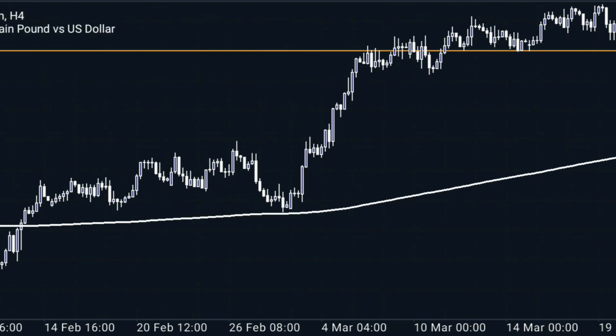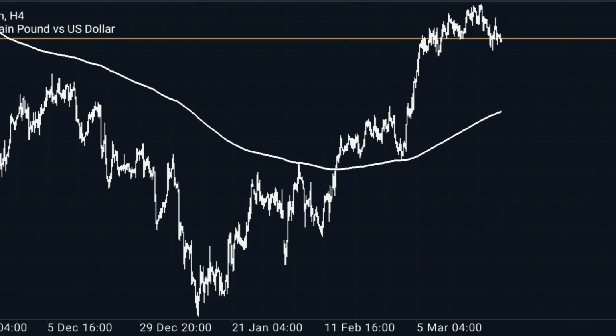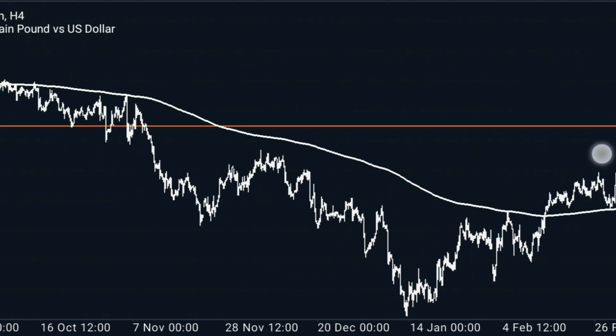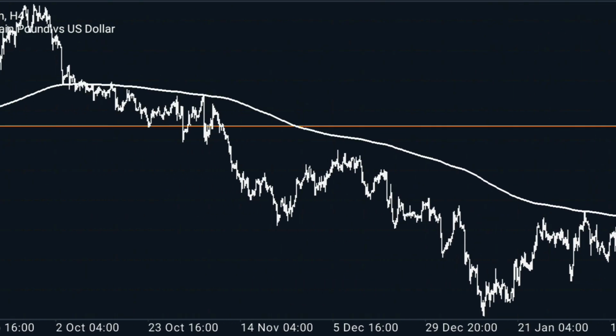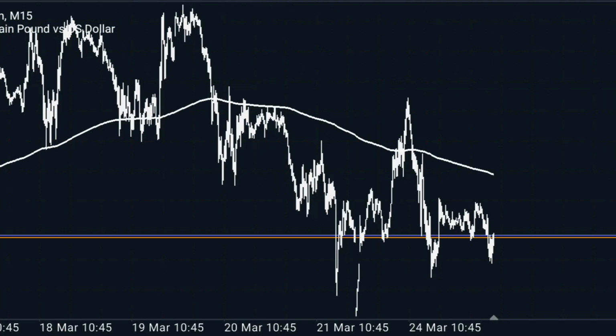So as you can see, when the price is above the 200 moving average, then it is bullish. So this is the current price. So here you can see the market is bullish. And on this side, you can see when the price is below the 200 moving average, then it is bearish. This is on the 4-hour chart. You can go to the lower time frames.